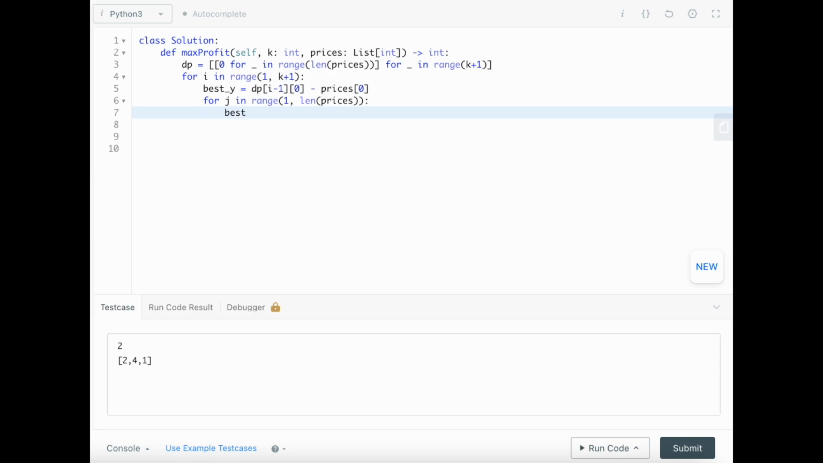Let's compute the best_buy. So best_buy is going to be the max of best_buy comma dp[i - 1][j - 1] minus prices[j - 1]. So we purchased the stock on the j minus 1 day and the maximum profit that we achieved till j minus 1 day.